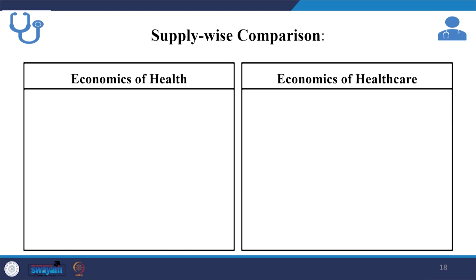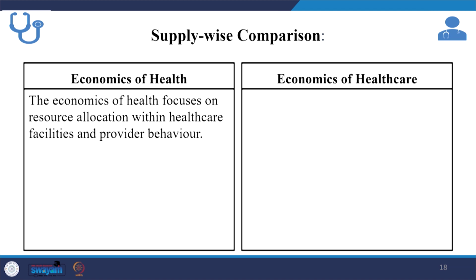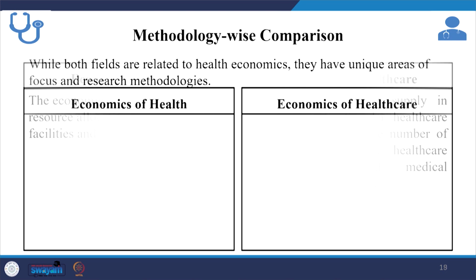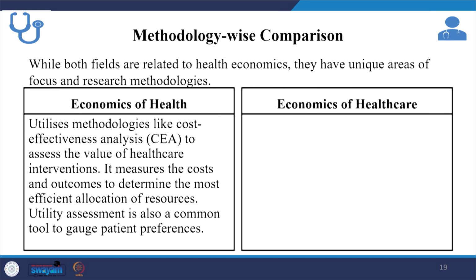utilization patterns. So far as supply is concerned, the economics of health focuses on resource allocation within healthcare facilities and provider behavior, whereas the economics of healthcare considers healthcare supply in terms of the broader healthcare system, including the number of healthcare facilities, healthcare professionals, medical technology and their availability, etc. Coming to the methodology-wise comparison, while both fields are related to health economics, they have unique areas of focus in terms of their methods and analysis.